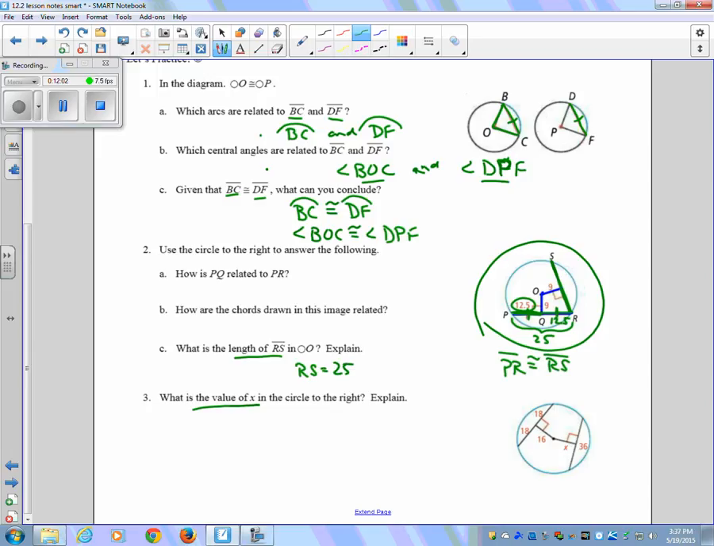Okay, and the last one: what is the value of x in the circle to the right? Well, notice 18 and 18, this whole segment is 36. And we are told that this chord is also 36. If the chords are congruent, then the distance to the center must be the same. So x has to be 16.